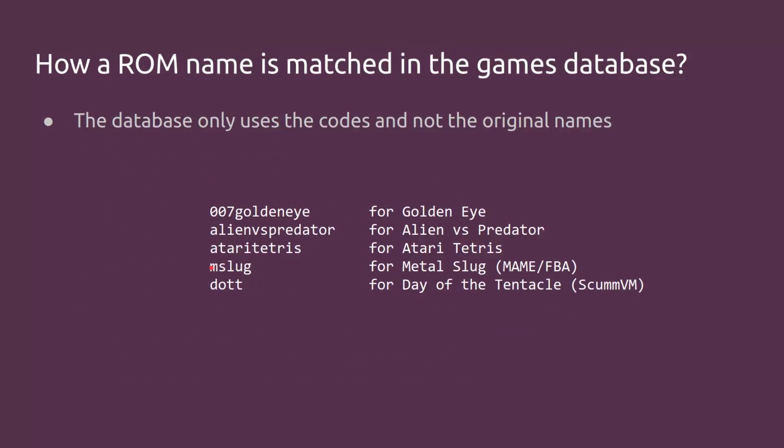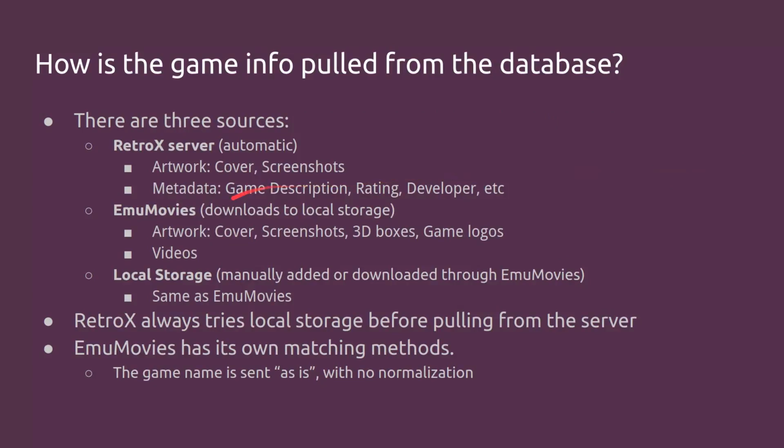If I have the game Metal Slug, the server looks for the mslug info and it finds the artwork and the metadata. Sometimes not all the metadata is found and you can provide it yourself. There are two ways to provide it. One is using Emu Movies and the other one is using local storage. For example, you can add your own artwork to the games in your local storage, and RetroX will use that one.